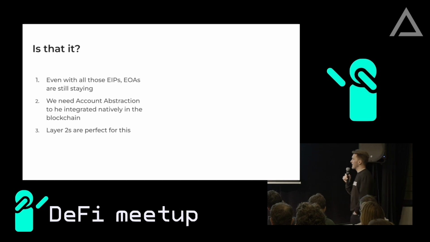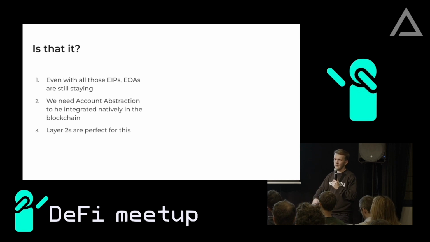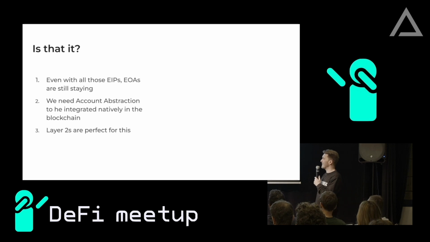So the question is, is that it? Not really. Even with all of this, EOAs, externally owned accounts, are still there. People still have Metamasks. This is not the end goal. This is an alternative, two types of wallets. What we really need to bring blockchain apps to the masses is to make account abstraction integrated natively in the chain, which requires a hard fork, as we said.